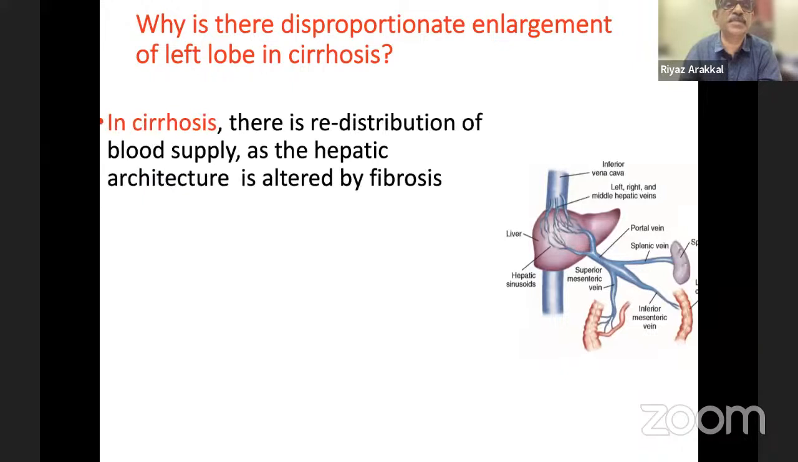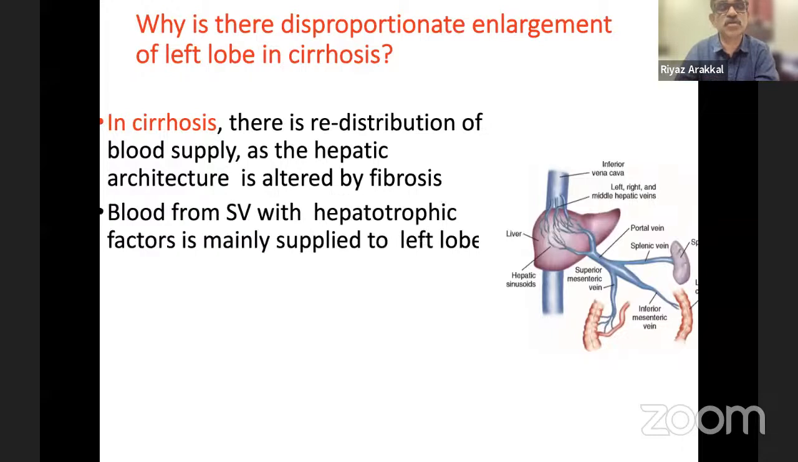But in cirrhosis, what happens is that there is a redistribution of blood supply, because the hepatic architecture is completely altered by fibrosis and cirrhosis. So blood from the splenic vein with its hepatotrophic factors is mainly supplied to the left lobe only. It is not supplied to the right lobe.